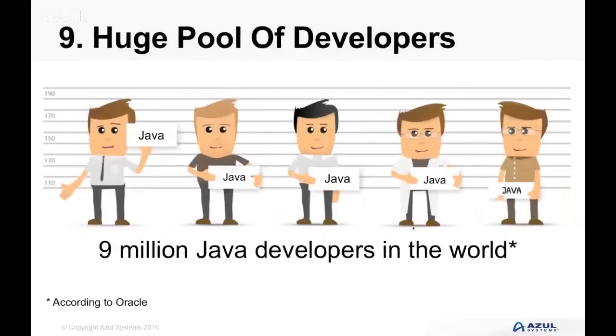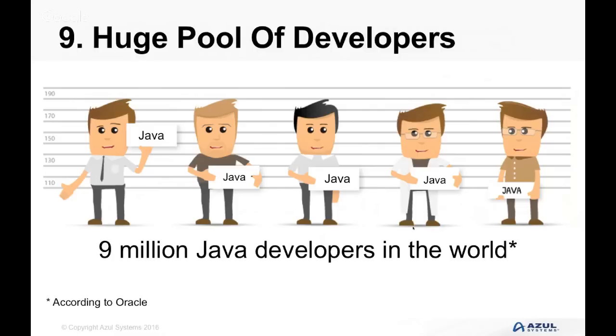Number 9, huge pool of developers. Now, there are lots of Java developers in the world. I think we can all agree on that. If you ask certain people, like Oracle, they will tell you that there are 9 million Java developers in the world. Now, I used to work for Oracle, and I have no idea where that number came from, but I think we can all agree that there are literally millions of Java developers in the world.